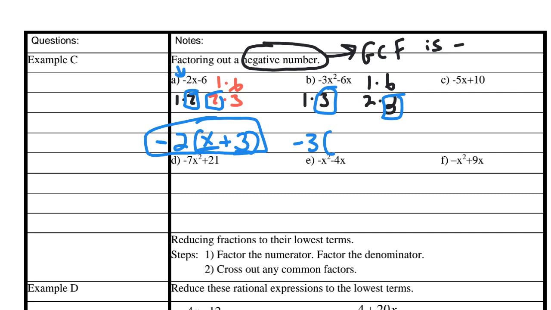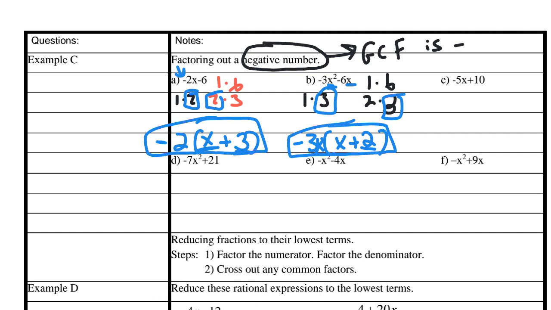But notice that I forgot that they both have an x. So in fact, my greatest common factor isn't just negative 3, it's actually going to be negative 3x. So negative 3x times what gets me negative 3x squared? Well, negative 3x times x gets me negative 3x squared. Negative 3x times what gets me negative 6x? Well, that's just a positive 2. So it would be negative 3x times x plus 2.